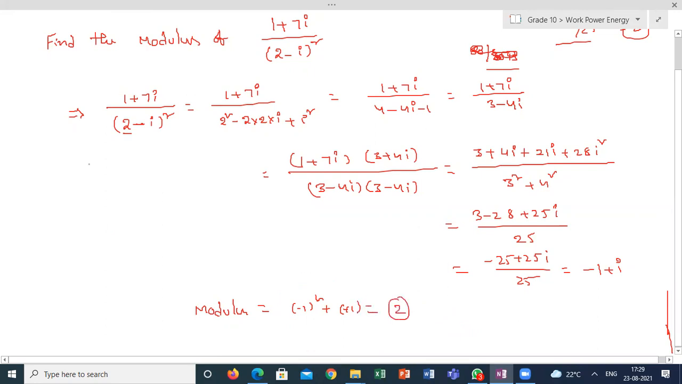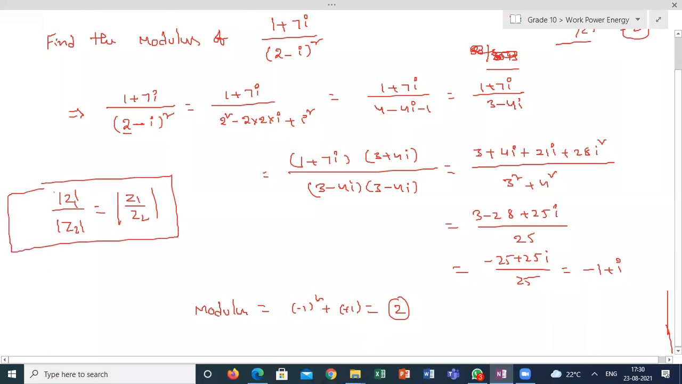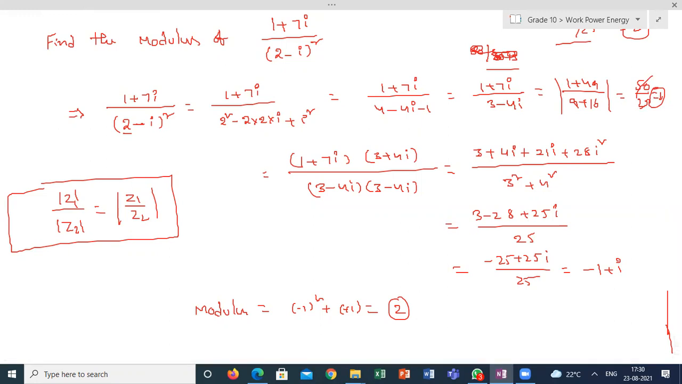If you are able to remember, modulus of Z1 by modulus of Z2 will be equal to mod of Z1 by Z2. Correct? If you remember this property, you can use it straight away. Here itself, 1 plus 49 divided by 1 plus 9 plus 16, modulus. This is 50 by 25, which is 2. So that depends upon how you can remember. Yes, that is also one shortest way to find out. But this is a general method without remembering any formulas.